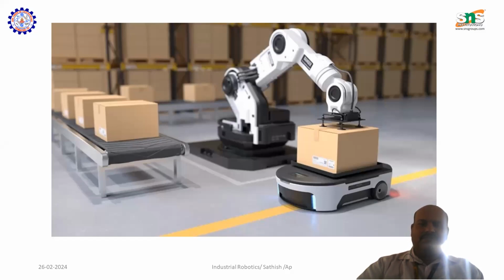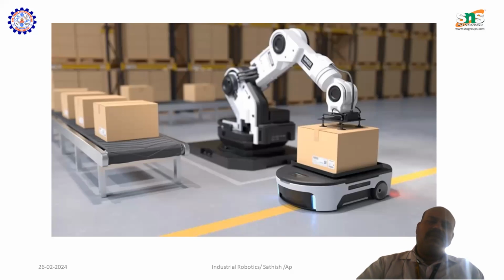So the picture here shows a line for a robot where it transports a material from one place to another place. Here we have a SCARA robot which takes the carton box from the conveyor and places it on the autonomous guided vehicle. Here we have a gripper. We have 4 grippers to lift the object from conveyor to autonomous guided vehicle.